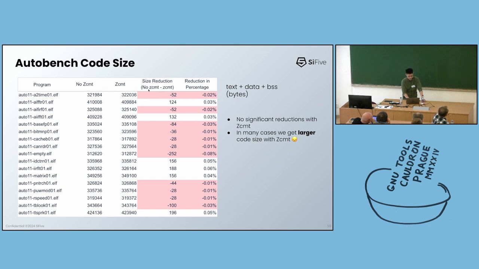So, no ZCMT minus ZCMT should be positive, meaning we have code size reduction. But the rows with red color are where we actually have larger code size with ZCMT. That is totally unexpected. And for some we have code size reduction, but the percentage is so small that we also didn't expect that. So what happened?